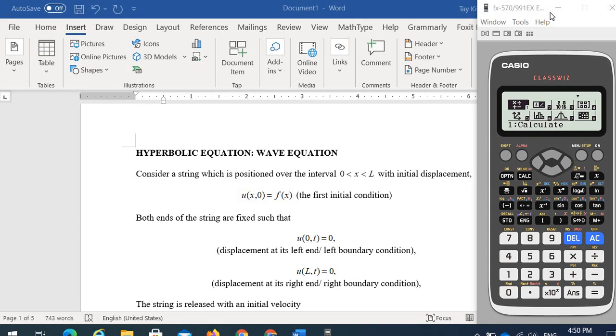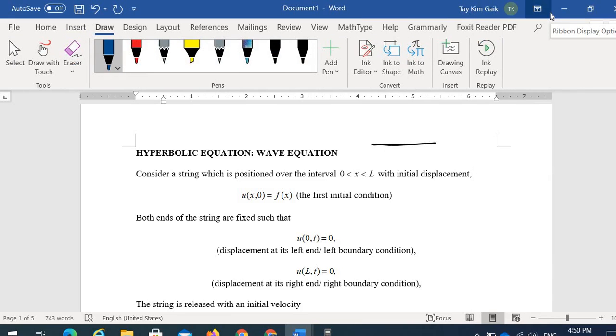First of all, let's consider a string which is positioned over the interval 0 to L. We put the string from x equal to 0 up to x equal to L. The displacement of the string is described by the function u(x,t), and the initial displacement at time t equal to 0 is given by the function f(x). This is the first initial condition.